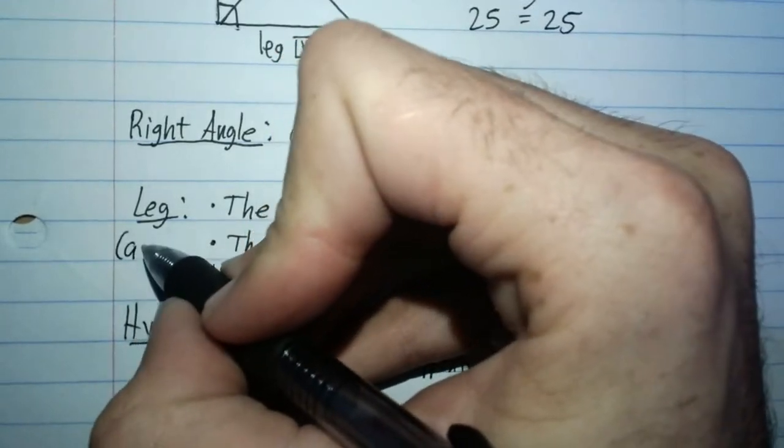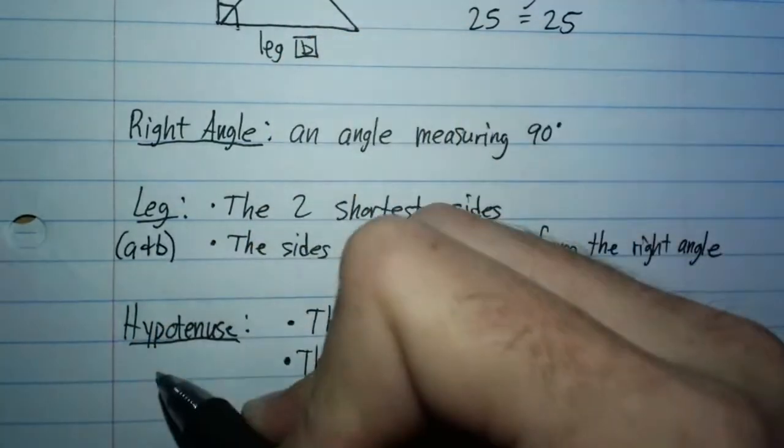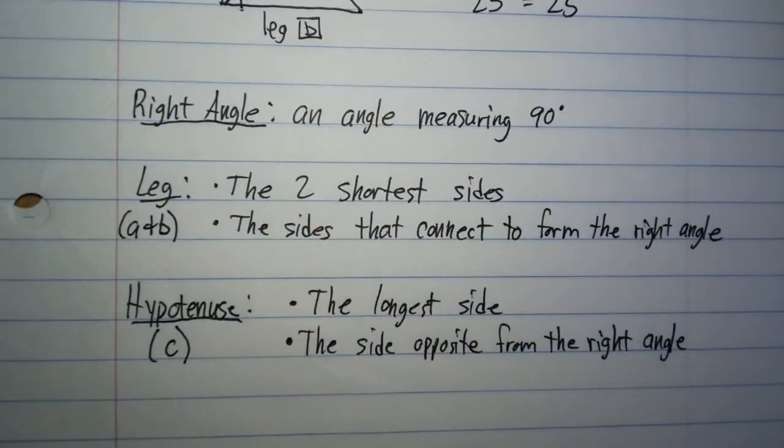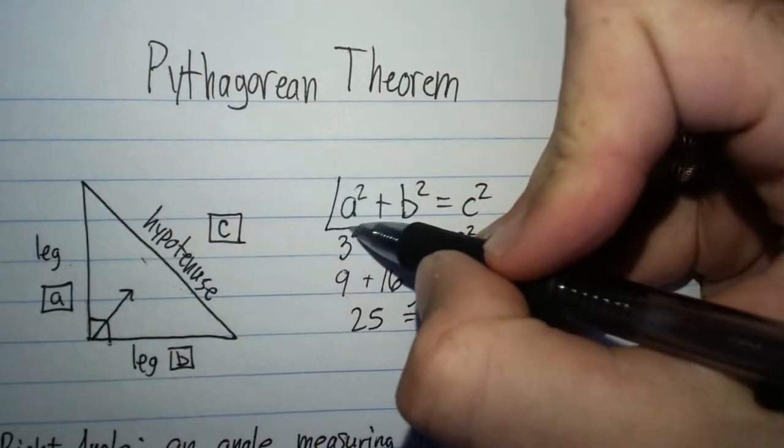Your legs, we denote with A and B. The hypotenuse is the C in that formula, in your Pythagorean Theorem formula that we talked about up here.